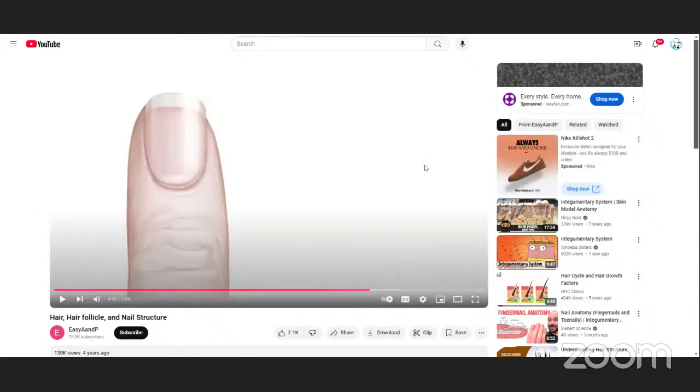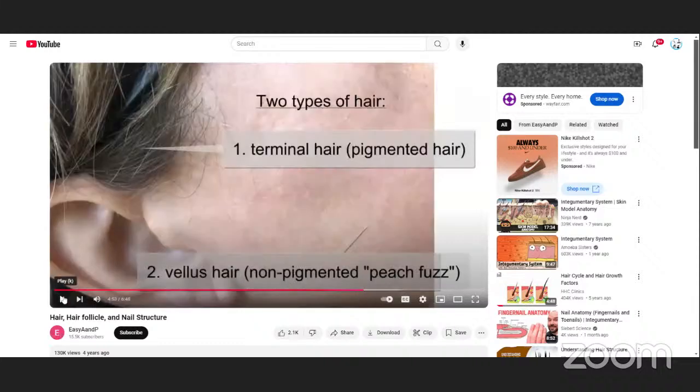So I wanted to share that, and I wanted to go back one moment because we're going to get ready to talk about this. When you see terminal hair, that's pigmented hair. What areas on the body?